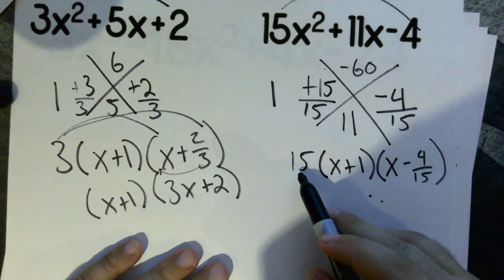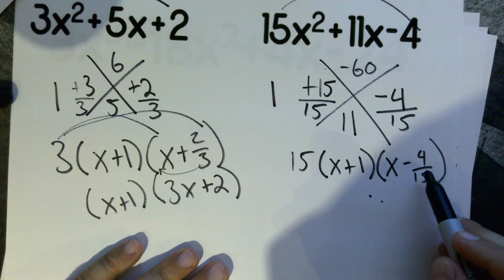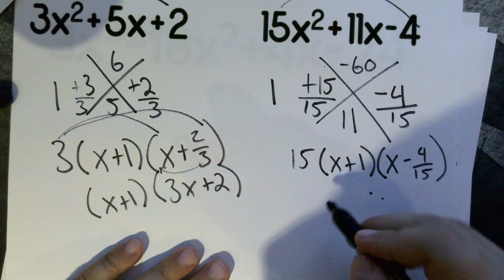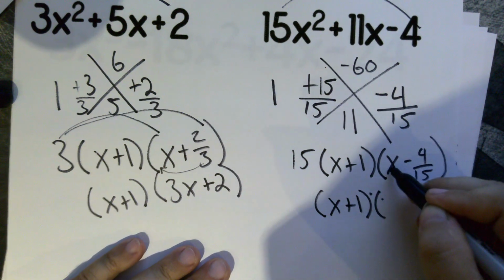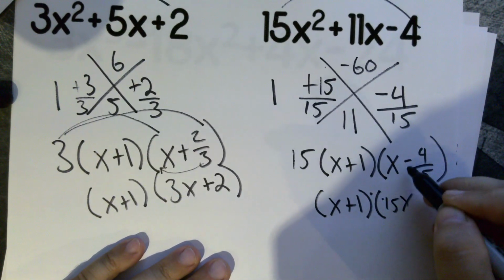Okay, so 15's over here. We're going to move him up, keep the numerator. It says x plus 1, and then 15x minus 4.